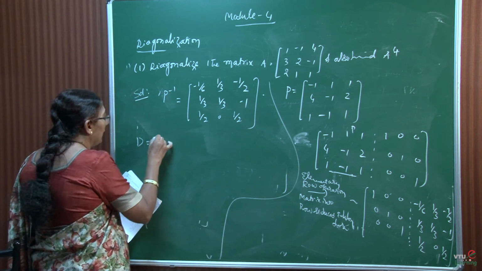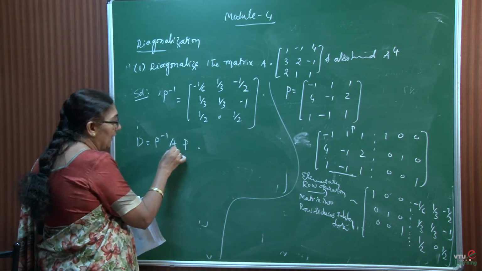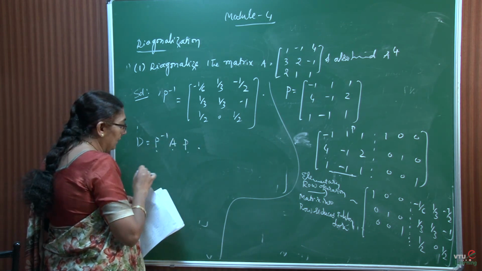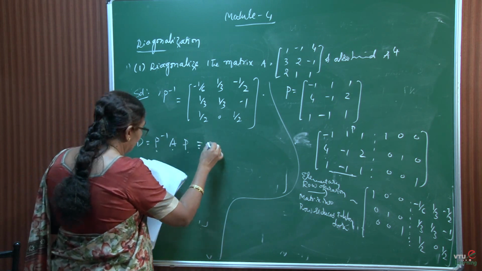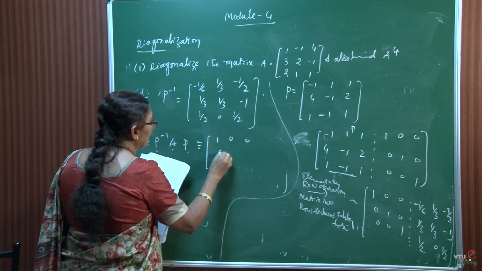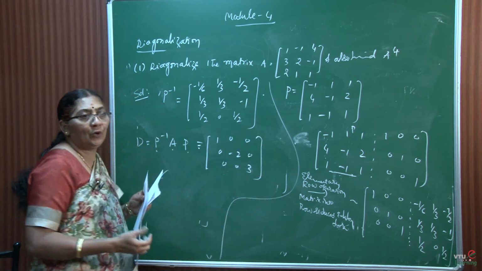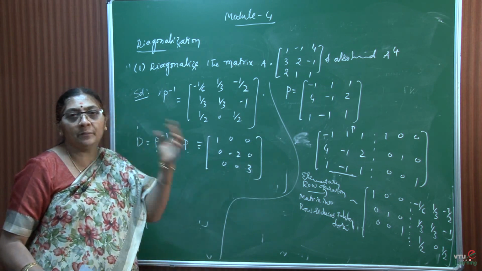D is nothing but P inverse A P. You multiply. You know A, you know P, you know P inverse, so definitely we get this. Because I already did this, I am directly taking 1, 0, 0, 0, minus 2, 0, 0, 0, 3. You already know how to do the multiplication, that's why I am skipping that step.